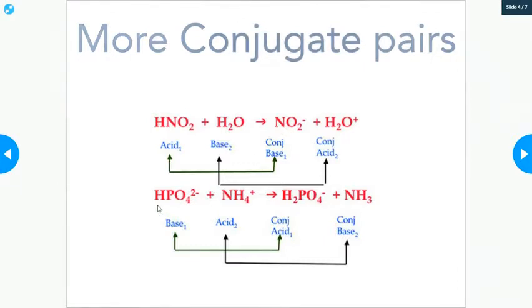Looking at another example, we have HPO4 2 minus, and so we're like, okay, is this an acid or base? So what we have to do is see what happened to it. If we look on the other side, it formed H2PO4. So we gained a hydrogen. If it took a hydrogen, that means it's going to be a base. And if we look at NH4, it turned into NH3. So it gave away a hydrogen, and therefore it's going to be an acid because acids give away. When we look at the product side, if this was a base, that means this one is the conjugate acid, and if this is the acid, then this is the conjugate base.